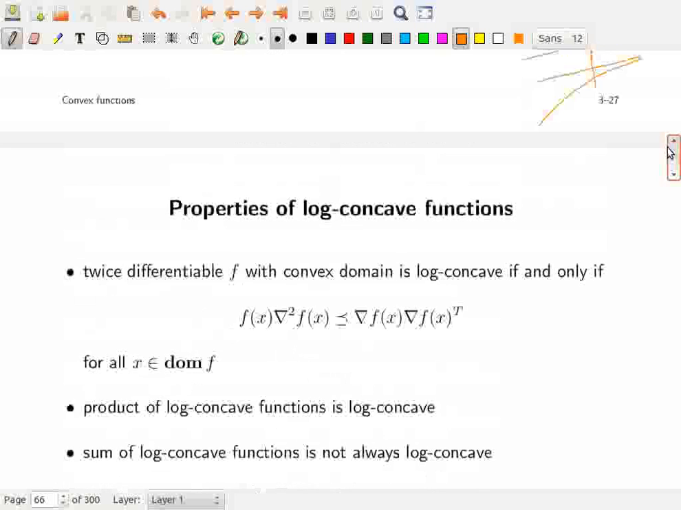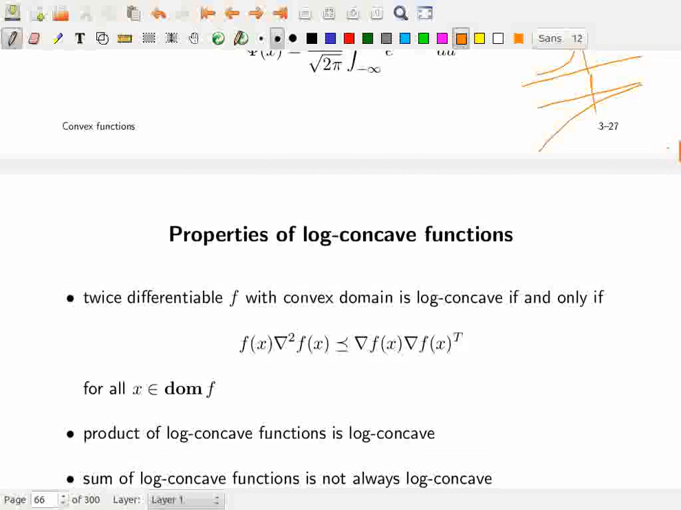I think I'm done. There are some properties of the concave that I prefer to keep for the next one, and for the next meeting I will again review the last topic, that is log-concave with its properties, and start the optimization problems. Any question?